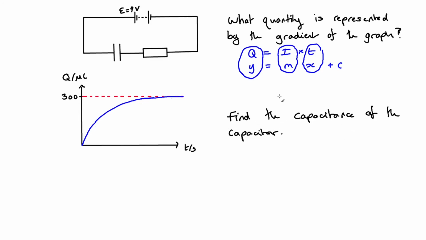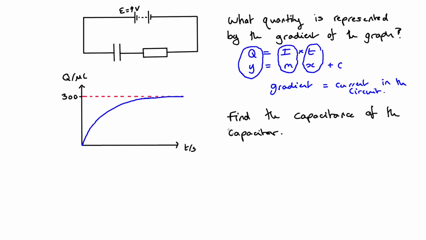So our capacitor there, when fully charged, has a charge on it of 300 microcoulombs. That brings us to the second part then. Okay, so first part here, gradient is equal to the current in the circuit. Yeah, the current drawn from the power supply, or the current going through the resistor here.